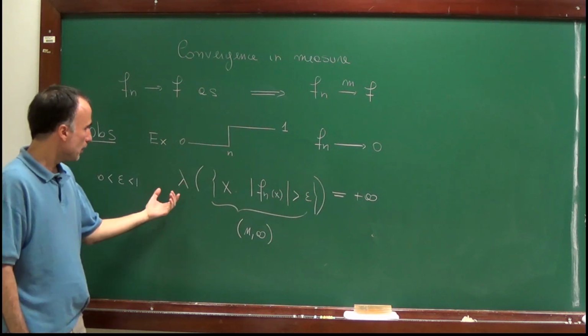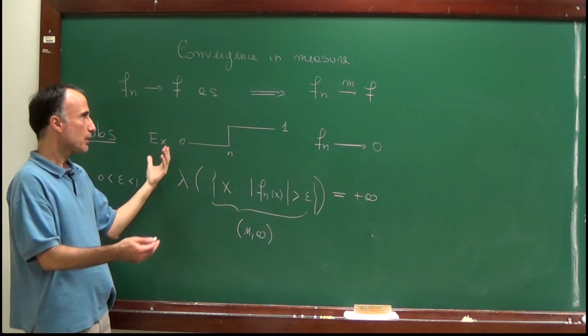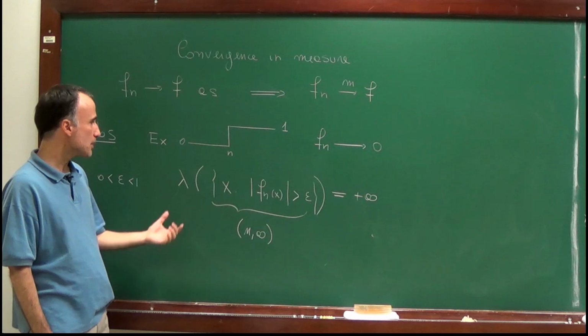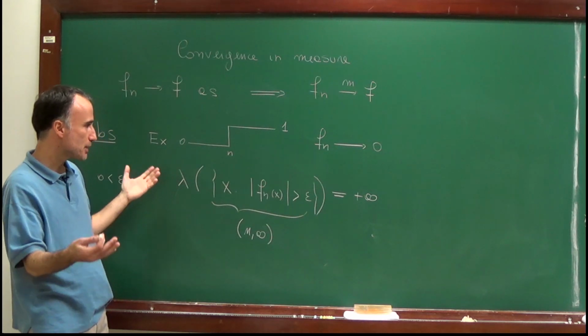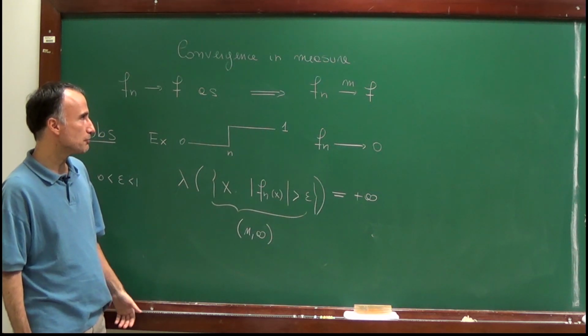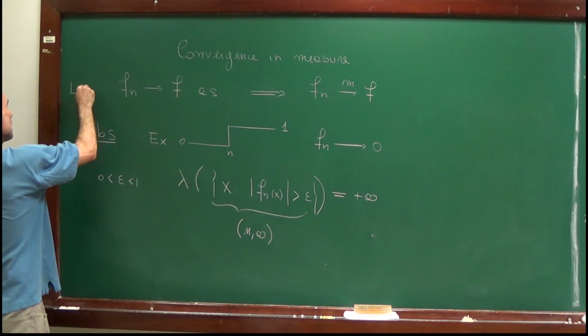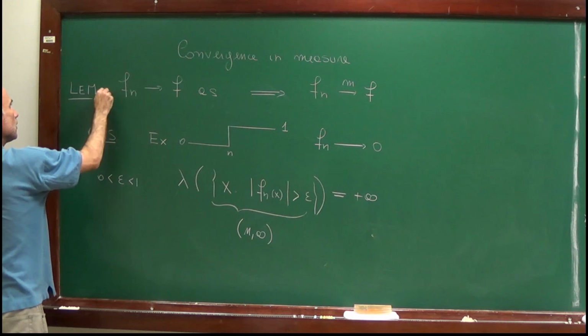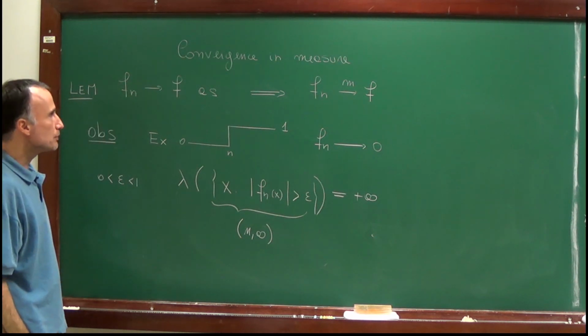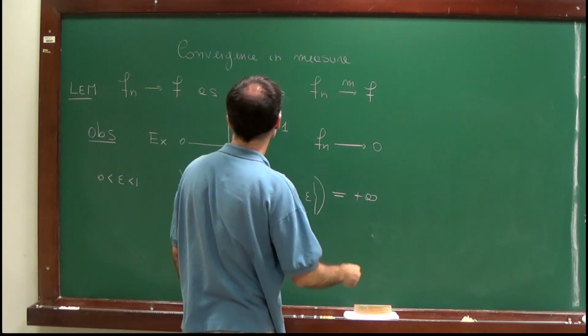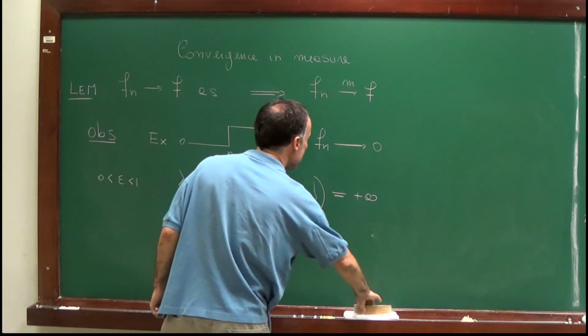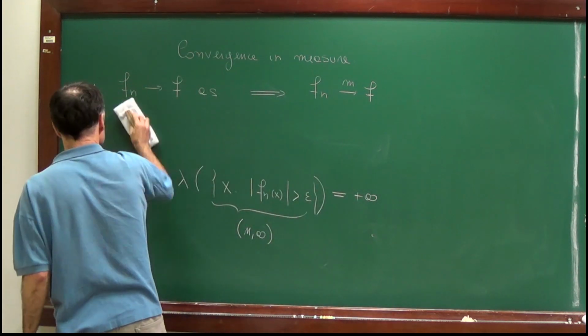Of course, what is providing this example is the fact that the measure of the space is equal to plus infinity. So let us add an assumption to turn this statement into a lemma. We will assume that the measure of the space is finite.